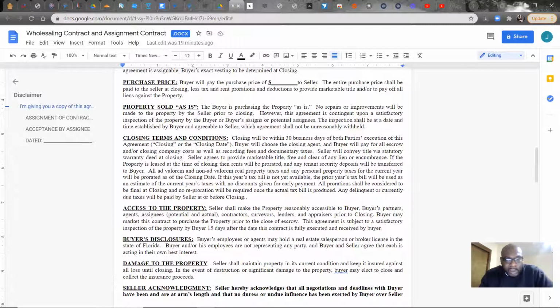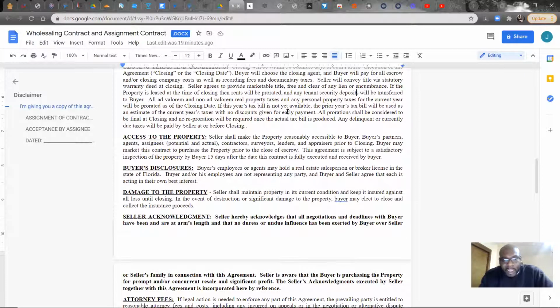If the property is leased at the time of closing, then rents will be prorated, and any tenant security deposits will be transferred to the buyer. Property taxes will be prorated as of the closing date. If the tax bill is not current, the prior year's tax bill will be used as an estimate of the current year's taxes with no discounts given for early payment. Proration shall be considered final at closing, and no re-proration will be required once the actual tax bill is produced. Any delinquent or currently due taxes will be paid by seller at or before closing.